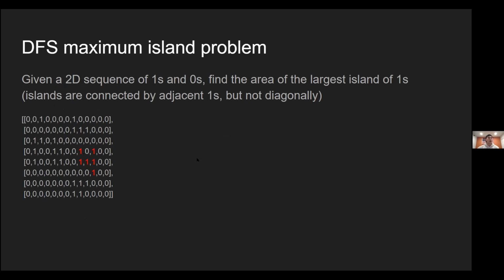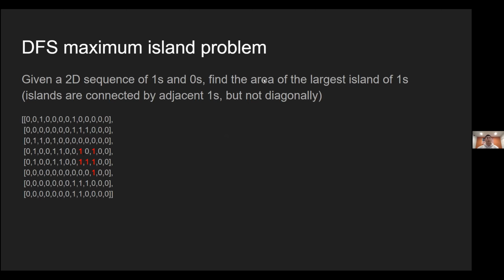When I was coming up with problems, I didn't really know what to come up with, so I just stole from LeetCode. You might have seen this problem before, but we can go over it with our DFS algorithm. We're given a 2D sequence of ones and zeros. The ones represent islands. This is, for example, one island, and there are some more islands somewhere in this 2D sequence. The islands are connected by adjacent ones. These two are connected, these two are connected, and so on. But the ones are not connected diagonally, so these two ones do not form part of the same island.